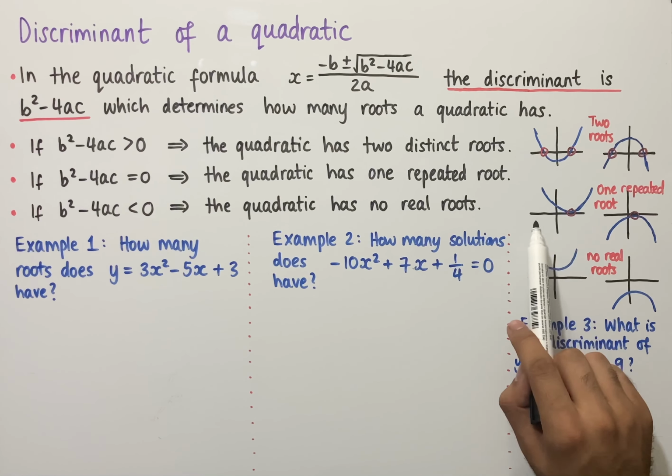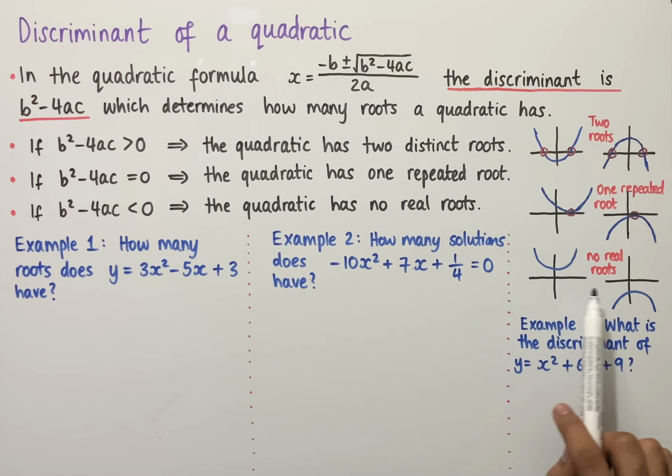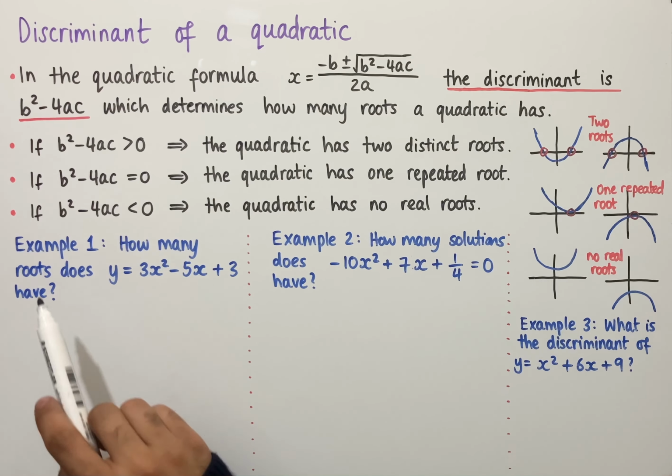If b squared minus 4ac is less than 0, this implies that the quadratic has no real roots. And so the graph of the quadratic would not cross the horizontal axis at any point. Let's look at some examples.